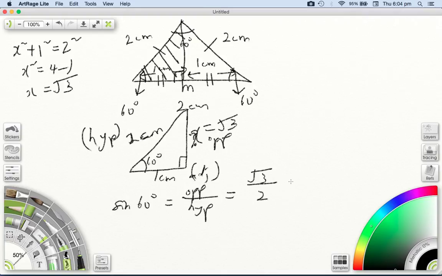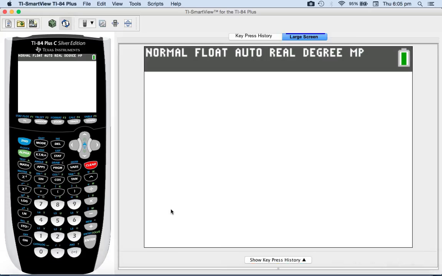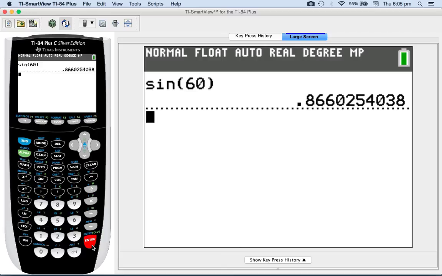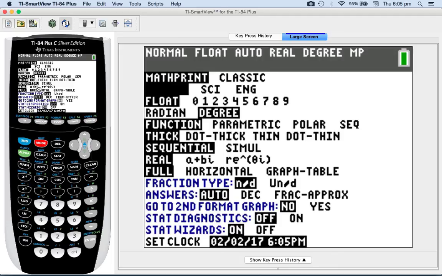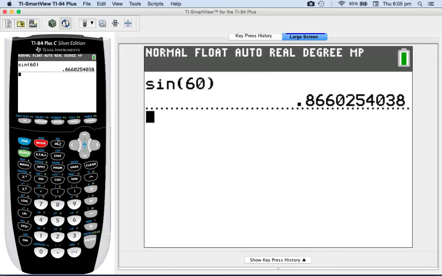Now, if you use your calculator, that value is 0.866. Now, how do I do that? Well, here you go. So sine 60, and that's it. So remember, this has to be in the degree mode. This is only possible if this value here is in the degree mode. You've got to be careful. If it's not in the degree mode, you will not get the correct value.